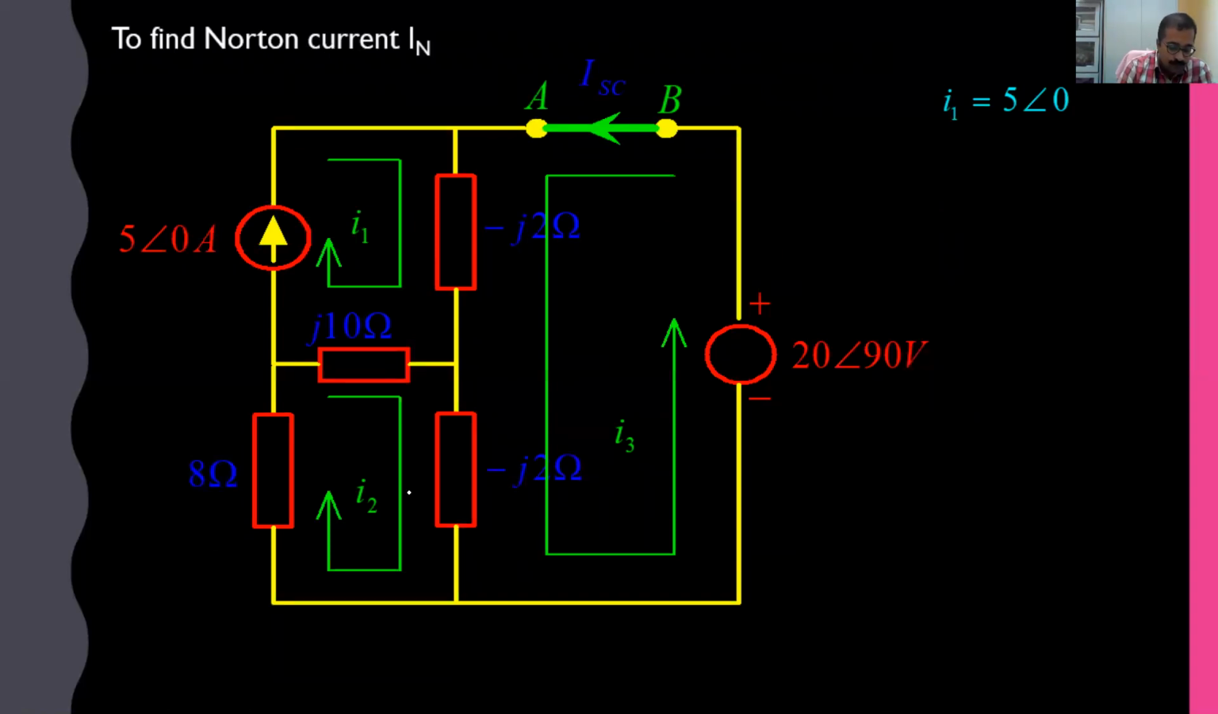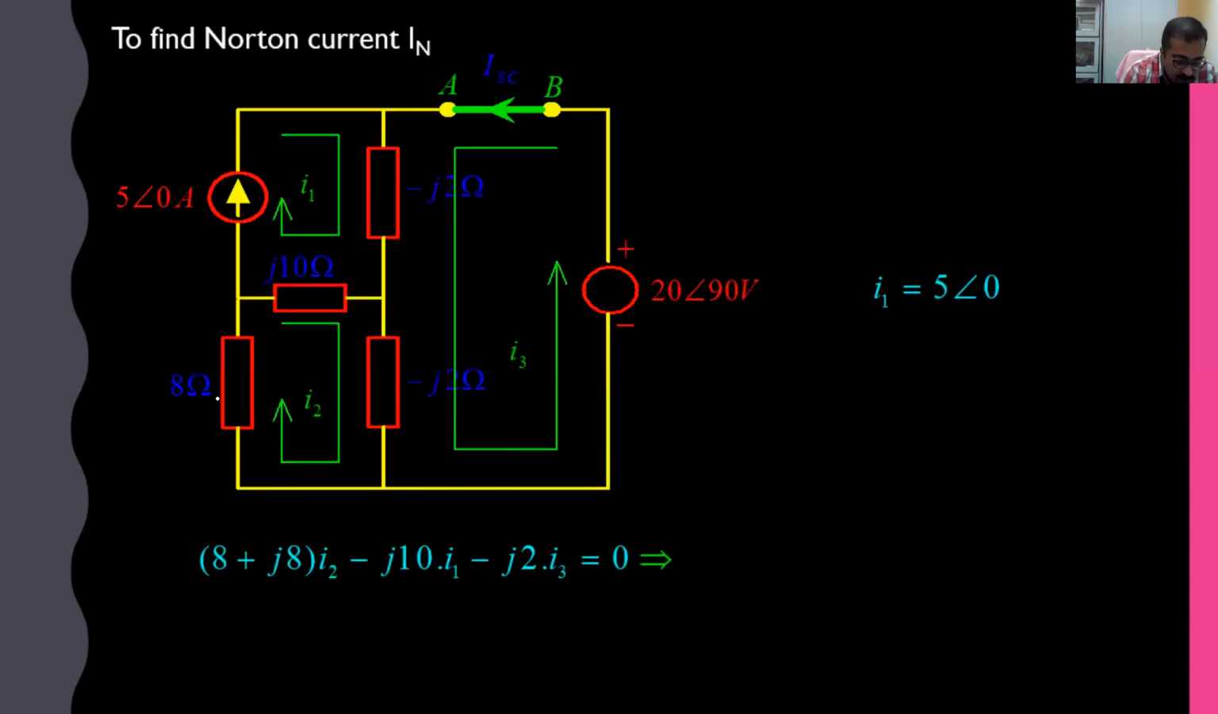Right. So from loop 2, what will you get? I2 is flowing through 8 plus J10 minus J2, that means 8 plus J8, times I2. Then through this J10 ohm, I2 and I1 are in opposite direction, so minus J10 into I1. And through this minus J2, I2 and I3 are in the same direction, so minus J2 into I3.